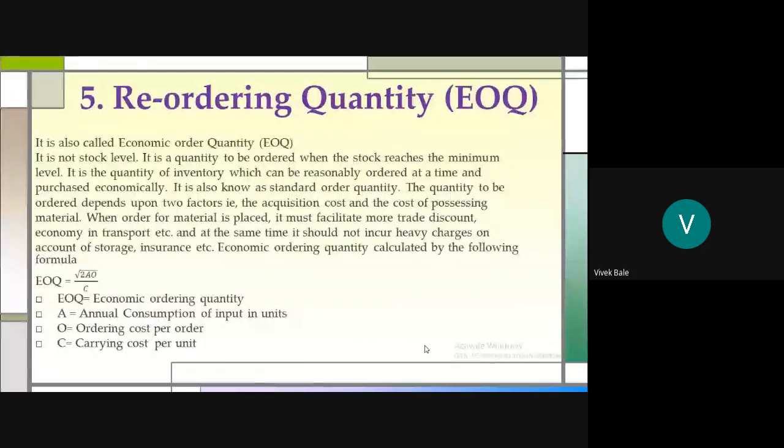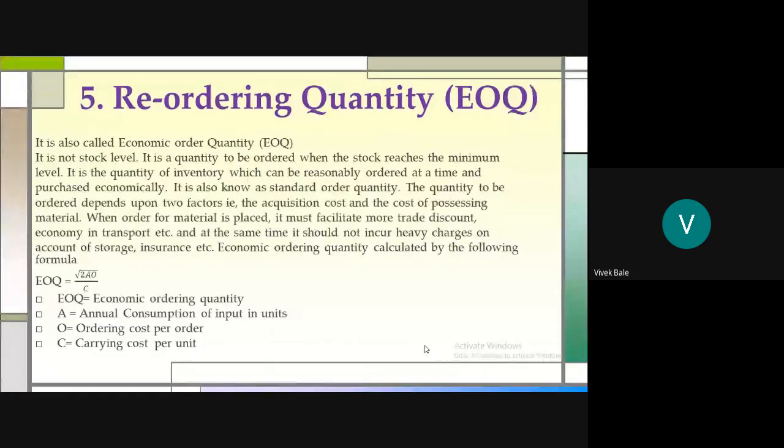Number 5 is known as the reordering quantity, or the very famous word for this, the economic order quantity. Therefore reorder quantity is also known as economic order quantity. Basically this is not a stock level. It is a quantity to be ordered when stock reaches the minimum level. It is the quantity of inventory which can be reasonably ordered at a time and purchased very economically.